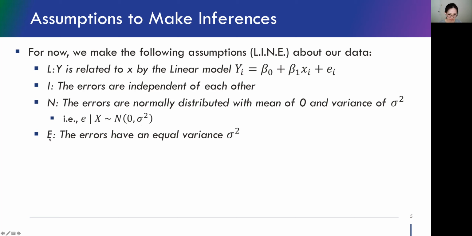E stands for equal: the errors have an equal variance. This error e, they all have the same variance, sigma squared. So each of these ei will have variance sigma squared. So LINE, line for the 4 assumptions to make inference for our linear model.